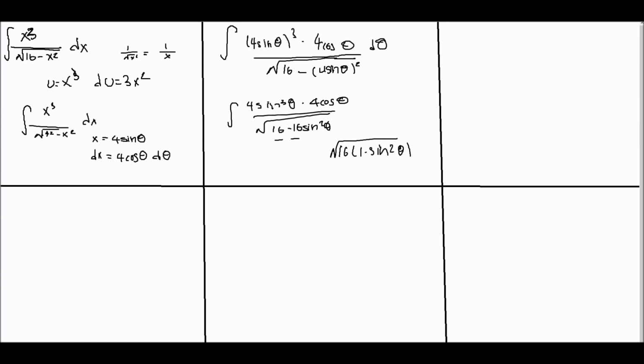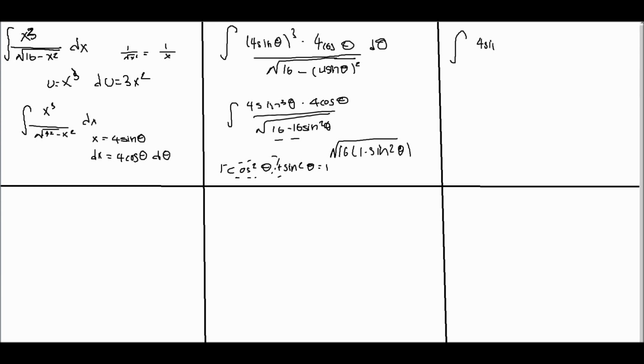Now that looks very similar to something that we know. We know that cosine squared theta plus sine squared theta is equal to 1. And if we were to subtract our sine squared theta to the other side, well, that just leaves us with cosine squared theta. And that's pretty convenient because we have a cosine theta on the top, and if we were to just take the square root of this, we would get 4 cosine theta in the denominator.